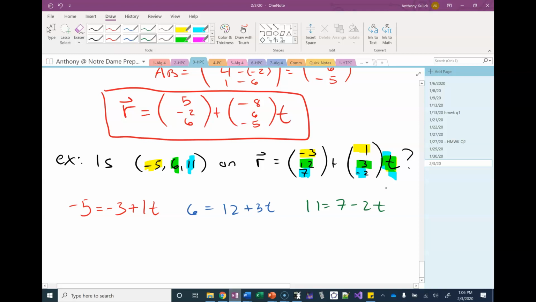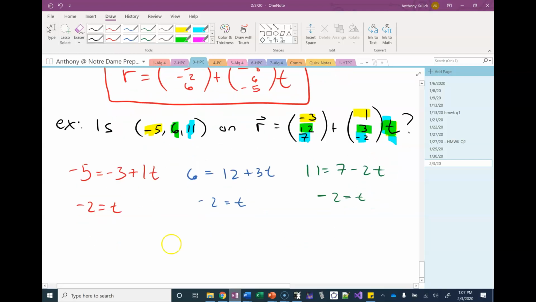Everybody okay with what I did there? Now all I'm going to do is solve for t and see if I get the same value back. So in each case, I get -2 for t. What does that tell me? Yes, that's a point on our line.